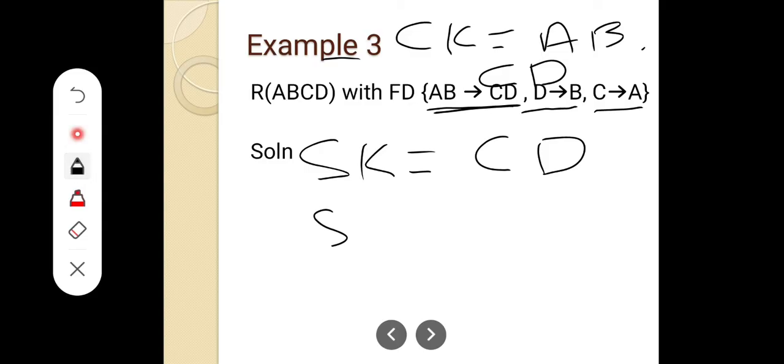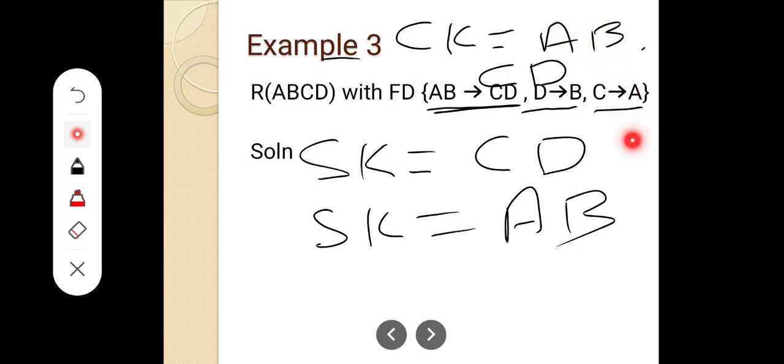So the new super key will be what? AB. Clear? But AB is already a super key. We have already found out that it is a super key as well as a candidate key. Okay, so this operation will keep repeating, so we don't have to do it again. Clear? So we can stop here.